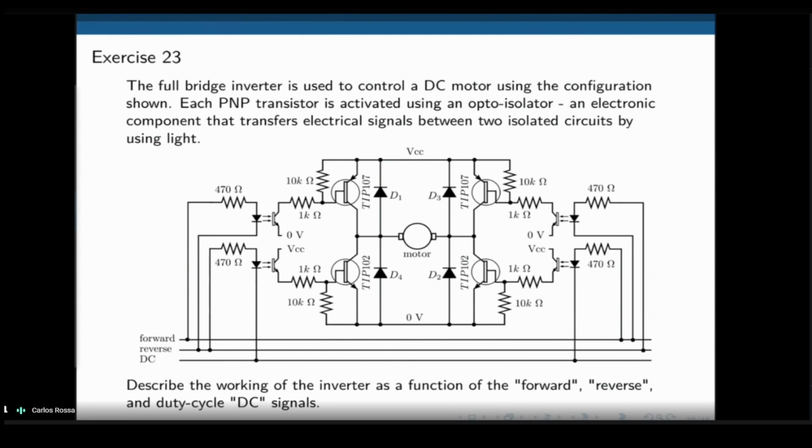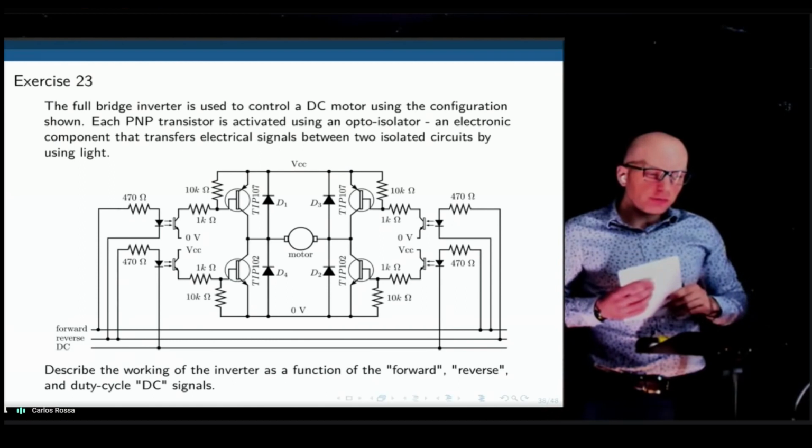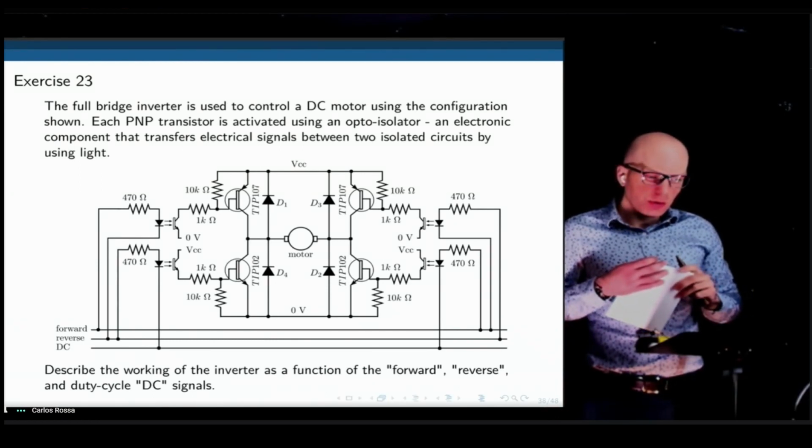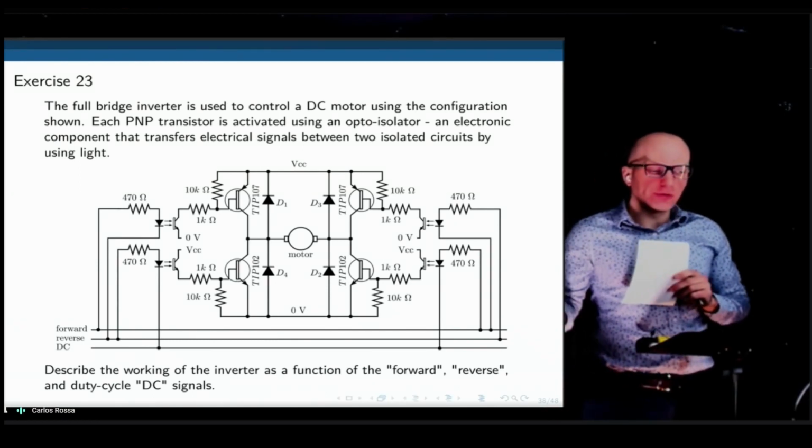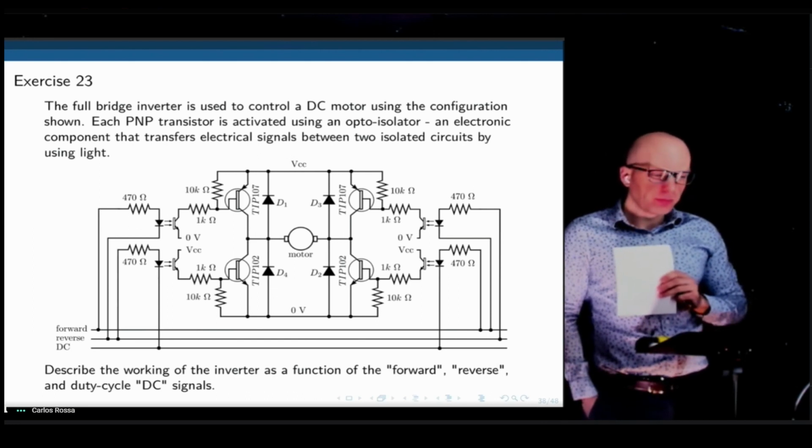This is a full bridge inverter. If you go to Amazon and you look for an H bridge, you'll find H bridges there. And if you look at the data sheet, that's what it is for most of them. They'll follow this arrangement. We have 3 signals: forward, reverse, and DC. Each signal to be controlled by a microcontroller.